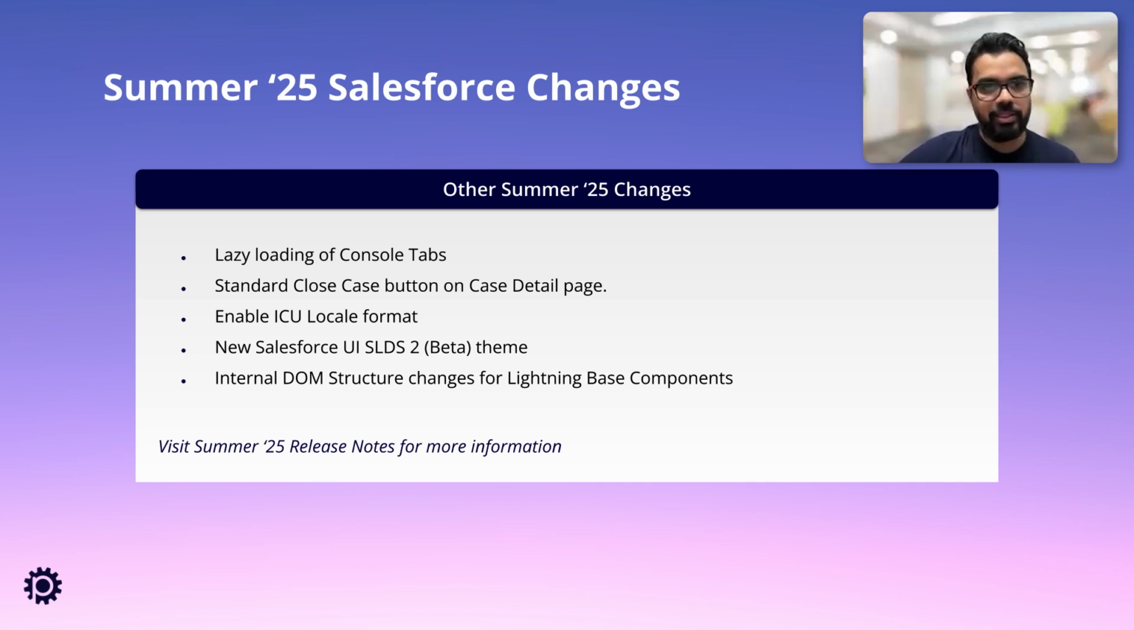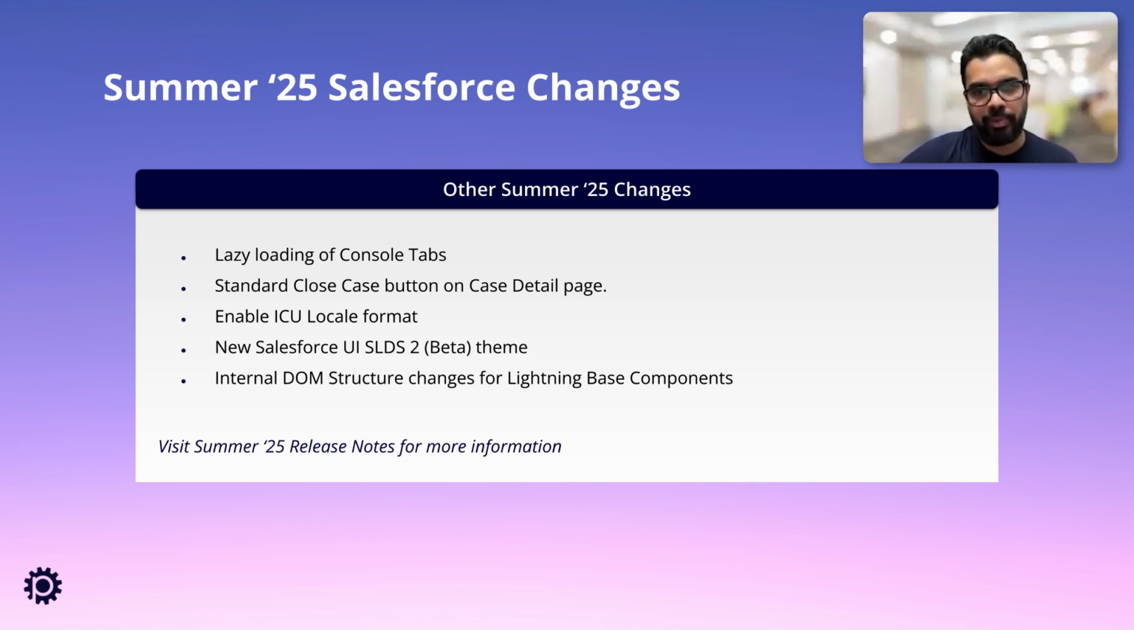And the last one in this list is around DOM structure changes. This is the exact line that is mentioned in the release notes as well. Salesforce has changed certain Lightning-based components, LWC-based components, where it has changed certain properties. Changing a Lightning-based component means it has changed the attributes of these components, and when the attributes are changed, the rendering and the DOM structure will also be changed. It will have different properties than the usual ones.